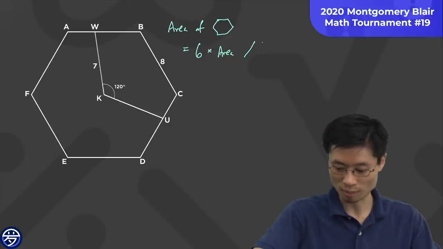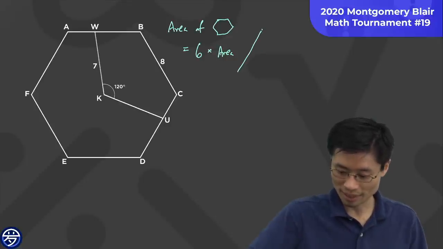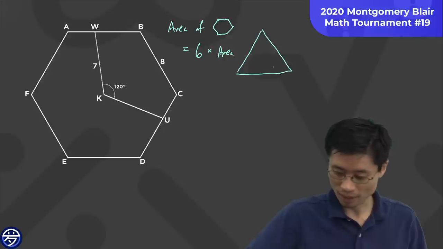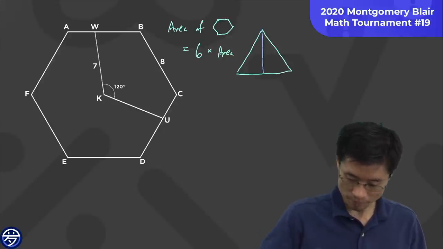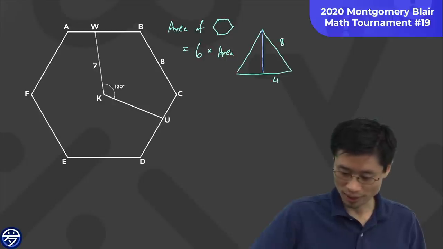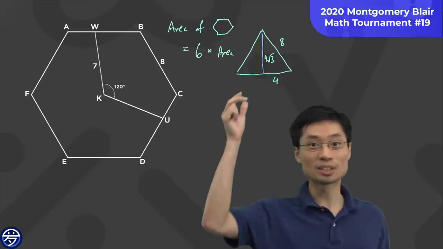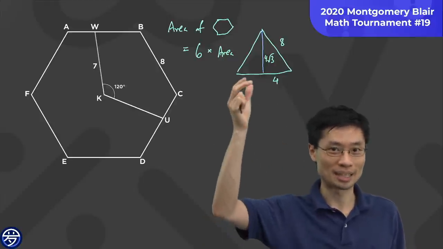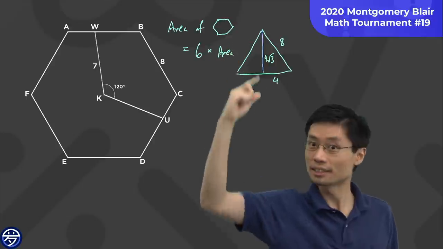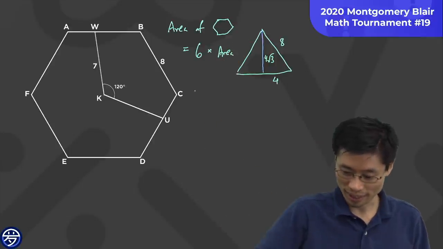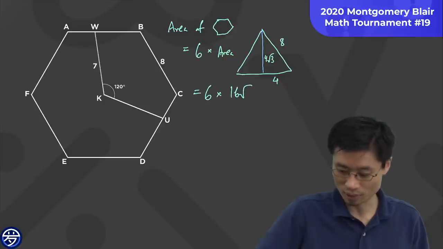Oh, let's just draw the thing big. 6 times the area of, I always do it like this, cut down the middle, 8, 4, 4 root 3. Okay? And once you look at something like this, it's half base times height. Half of the base is conveniently 4. 4 times the height is 16 root 3. So the area of the entire hexagon is 6 times 16 root 3.